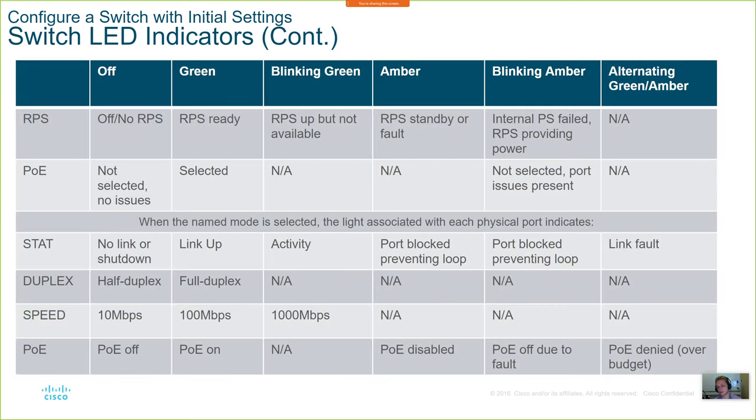So here's a big matrix of everything, what it means, right? If we're on speed mode and it's blinking green, you match that up. That's a gigabit per second right there, et cetera. And you can reference this if you need to. The slides are up on Netacad.